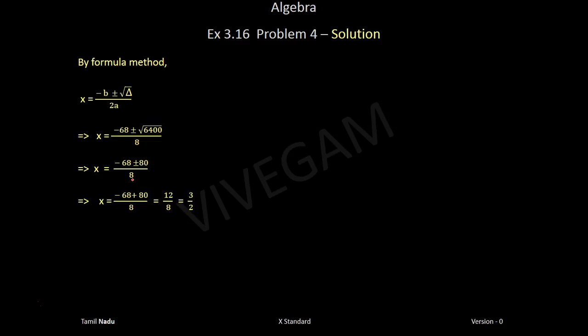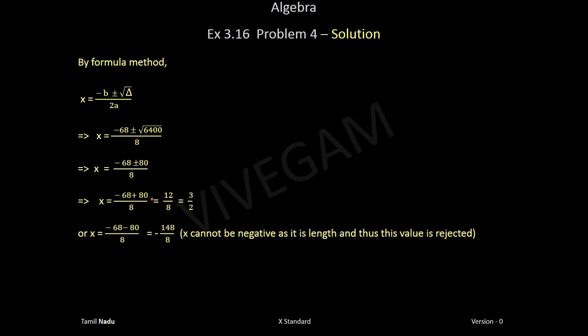Now, x will be equal to, when you take the positive sign, minus 68 plus 80 divided by 8, that is 12 by 8 or 3 by 2. When you take the negative, you will get minus 68 minus 80 divided by 8, that is minus 148 by 8. But we know x is a length, so x cannot be negative. Which means we can reject this value. So, rejecting this value, we have the width of the path is 3 by 2 meters.